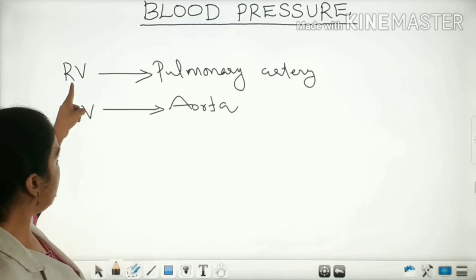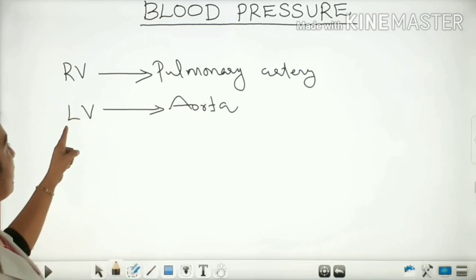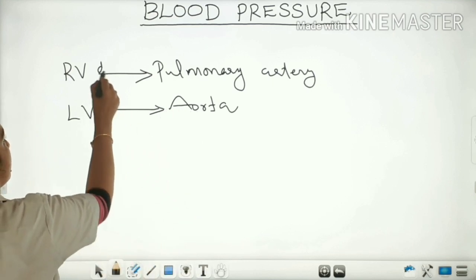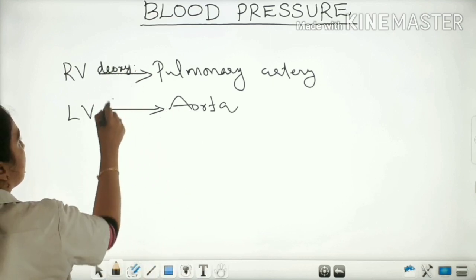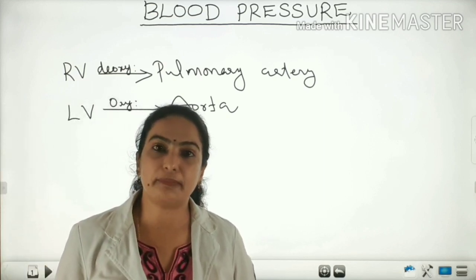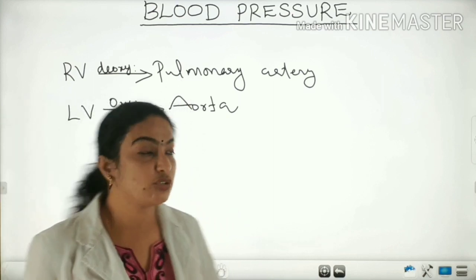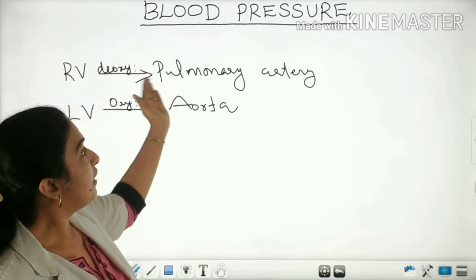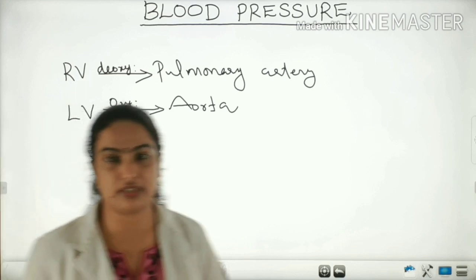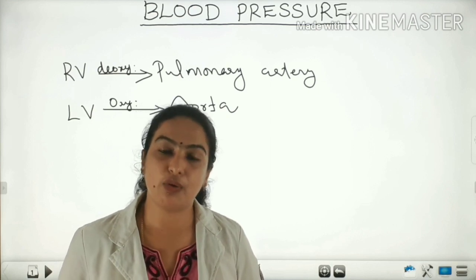From the right ventricle, the deoxygenated blood pumps into the pulmonary artery. And from the left ventricle, the oxygenated blood pumps into the aorta. So this is deoxygenated blood and this is oxygenated blood. So we are measuring the blood pressure in terms of the pressure inside the artery. Is it clear? So from which chamber of the heart does the blood emerge into the artery? The right ventricle and left ventricle. So we can measure the blood pressure by the expansion and contraction of ventricles.